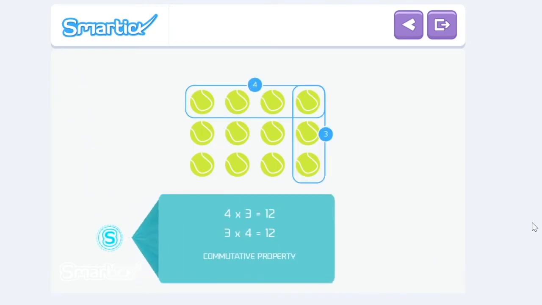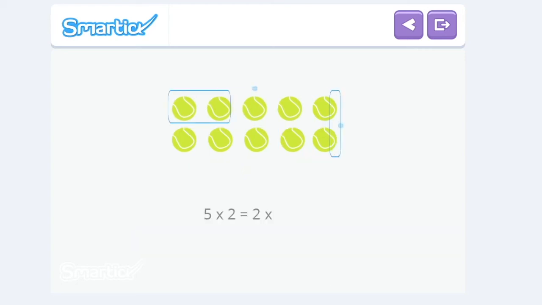Otto and Max have discovered the commutative property. The order of the factors does not change the product. In other words, if you change the order of the numbers you are multiplying, you will still get the same result. 4 multiplied by 3 equals 12, and so does 3 multiplied by 4. Try applying the commutative property yourself.